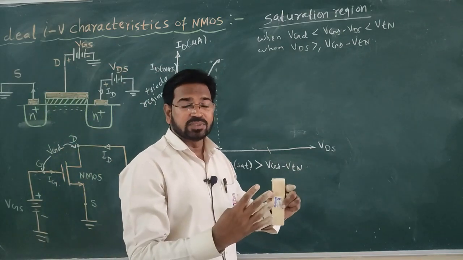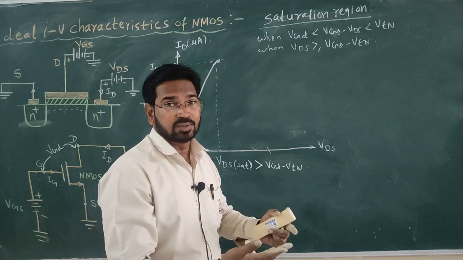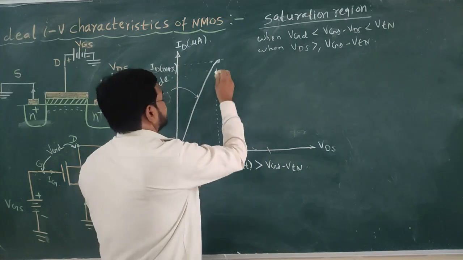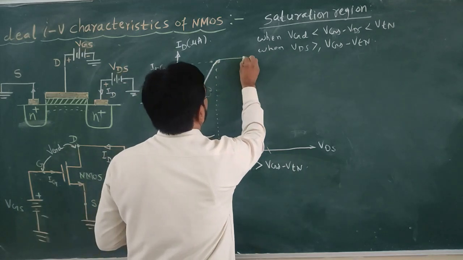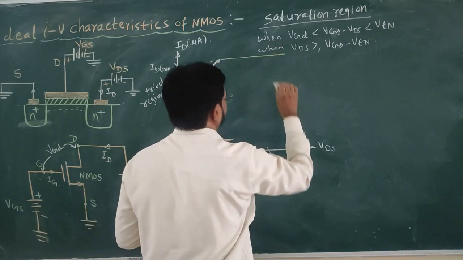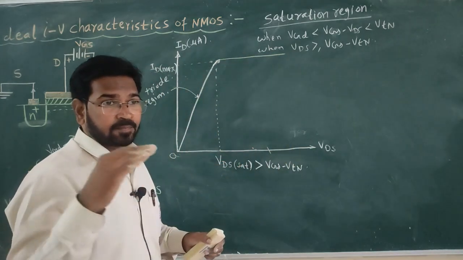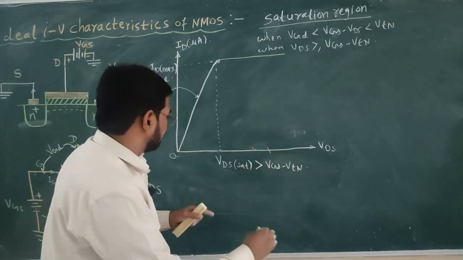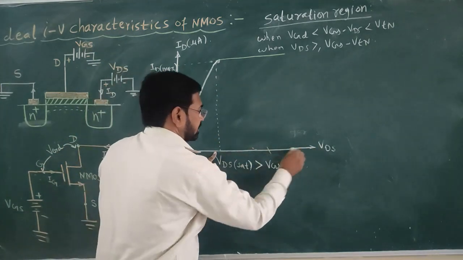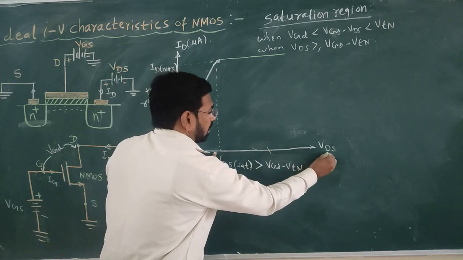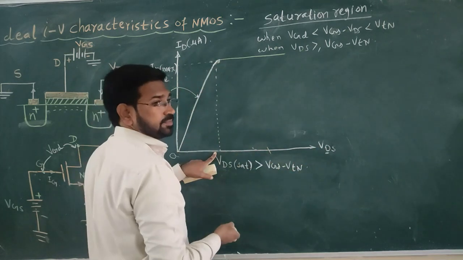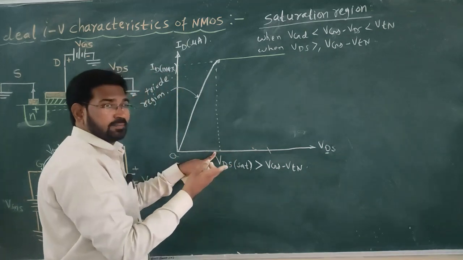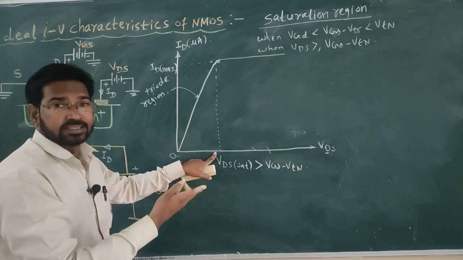The device goes into saturation means what happens? Here I will say the current remains constant from this point. The current remains constant at one value. We are increasing the VDS here. See this, the voltage on the drain is increasing, but the current is not increasing. The question is, why is the current not increasing?